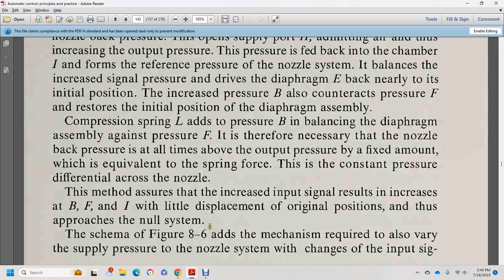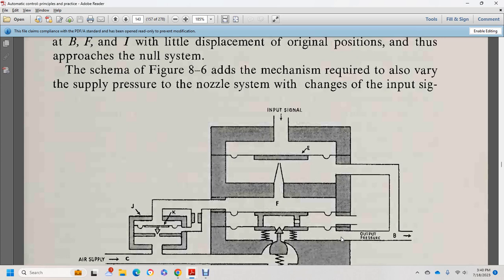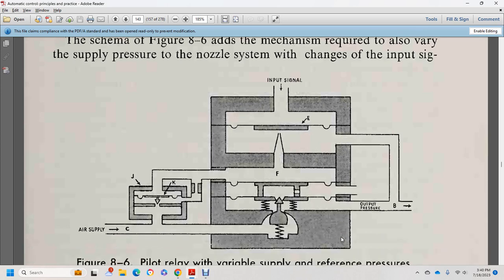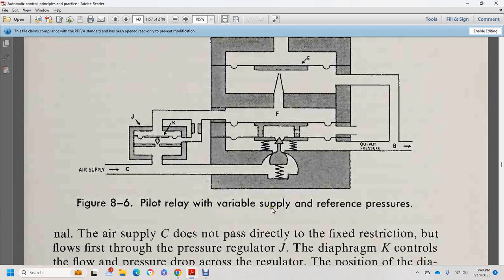The schematic of figure 8.6 shows the mechanism required to also vary the supply pressure for the nozzle system, which would change the input signal, and shows the input signal with the output pressure of the air supply. And now we have B, E, C, J, and K on the pilot relay valve with the variable supply reference pressure.